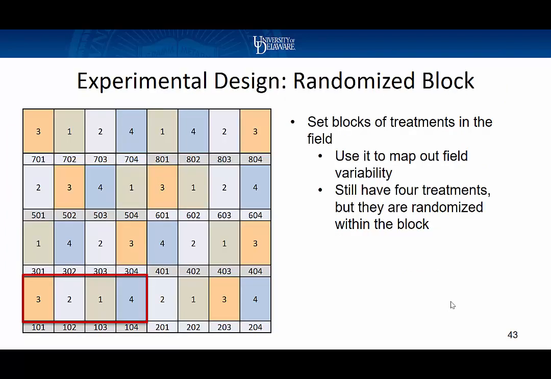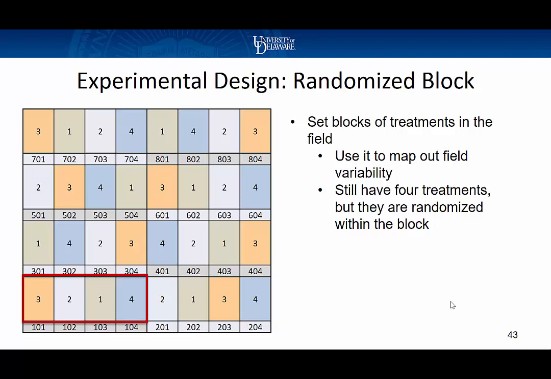Another one you can use, and we use a lot, is a randomized block design. And it's supposed to create blocks across the field that try to make sure that all the treatments are in a certain area so you can account for that in-field variability. So in this case, if you look at this block, we have 4 treatments here, all 4 are in this block, but they're randomized, 3, 2, 1, 4. And then this block, 2, 1, 3, 4, 4, 2, 1, 3.